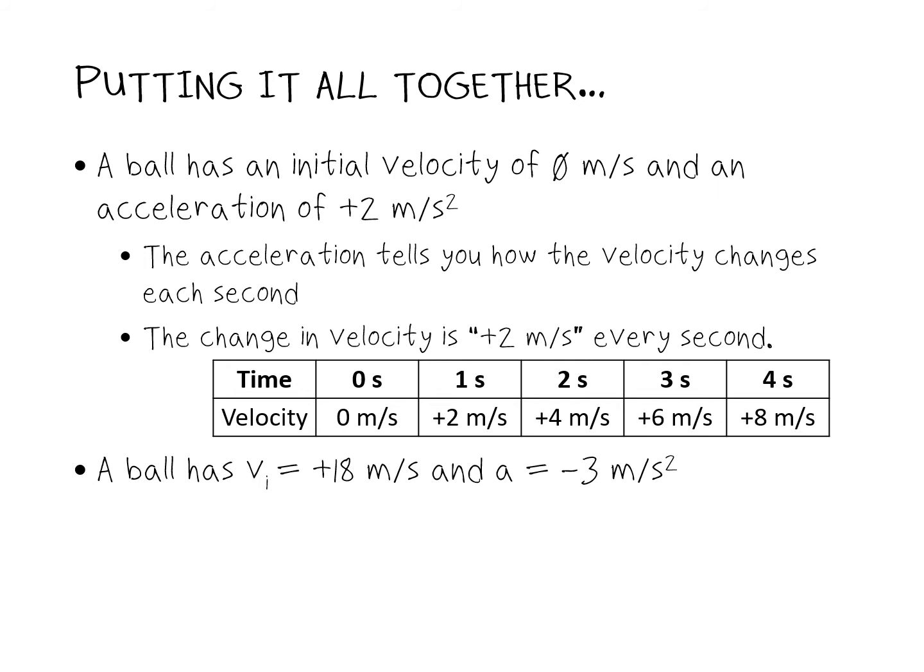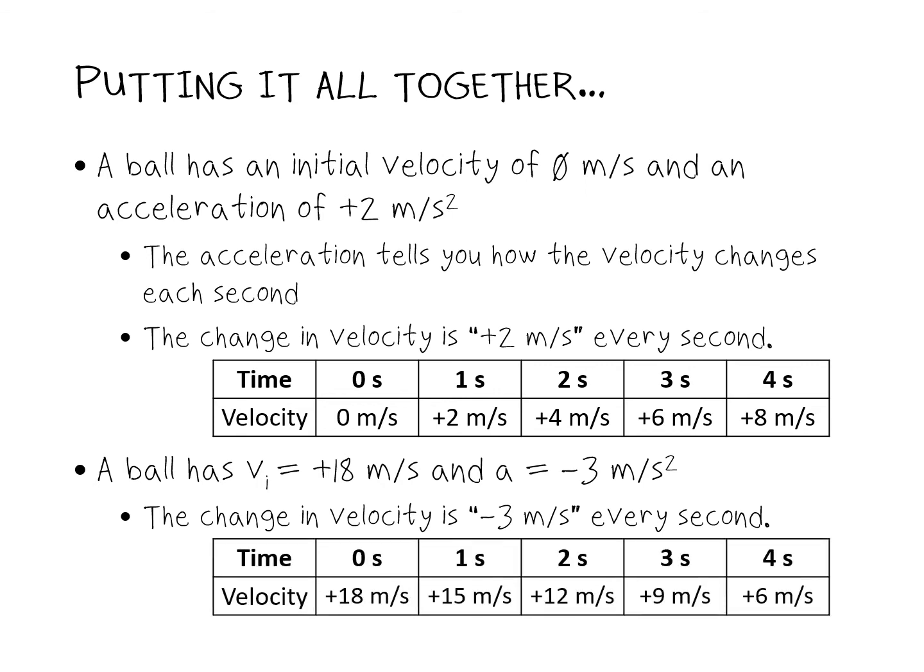So an acceleration of minus 3 meters per second squared literally means minus 3 meters per second, every second. So every second we would expect to see our velocity change by minus 3. What does that look like in practice? Well, let's take a look. 0 seconds, 18 meters per second, 1 second, 15 meters per second, etc. And you can see that the object is slowing down. In this case, the negative acceleration means the object's going to end up with a lower velocity than it did to start.